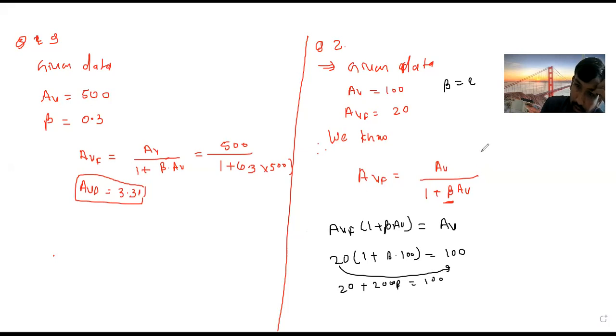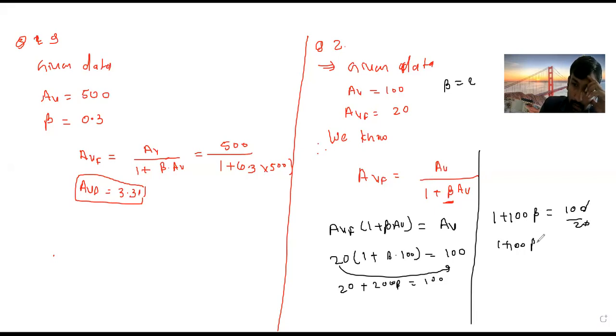Okay, so you get here 0.00, it is equal to 0.4. We have to find out in percentage, right? So otherwise I will tell you simple. 1 plus 100 beta is equal to 100 divided by 20. You get 1 plus 100 beta is equal to 5, right? So this 5 is shifted to this side. So 100 beta is equal to 5 minus 1. You get beta is equal to 4 by 100.